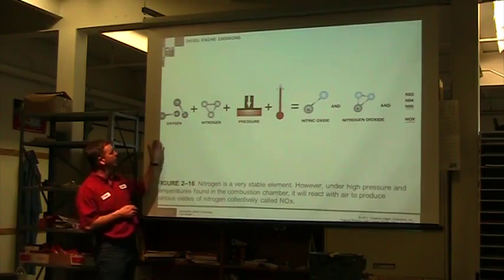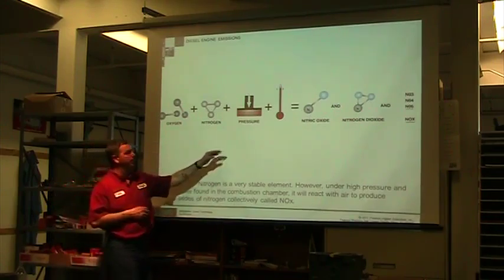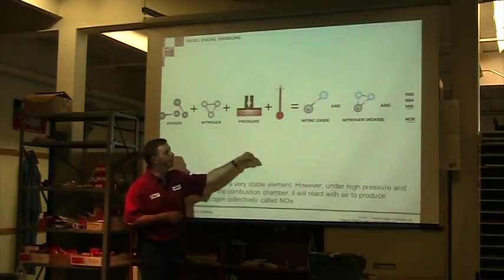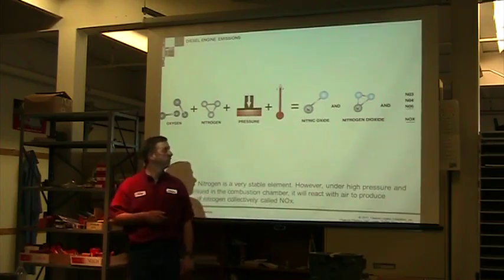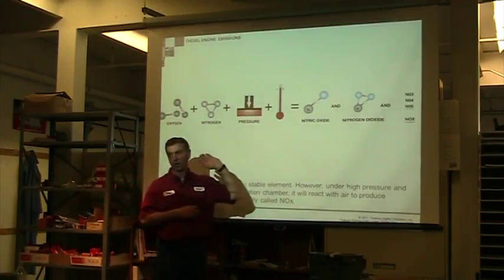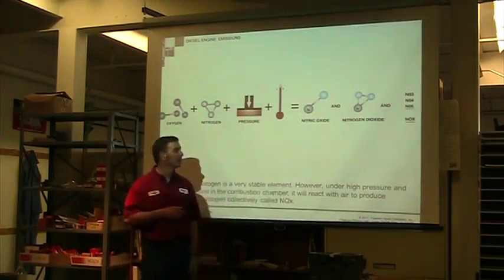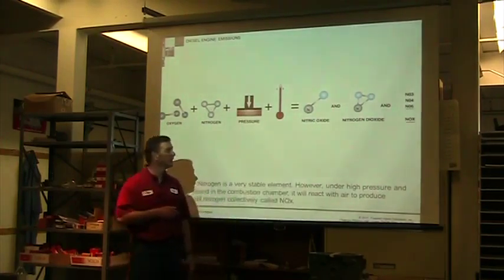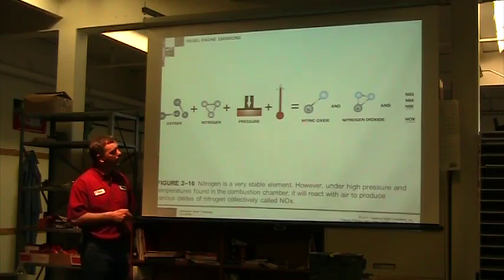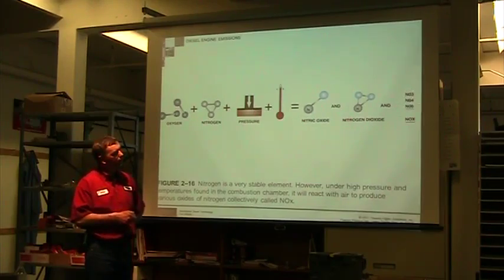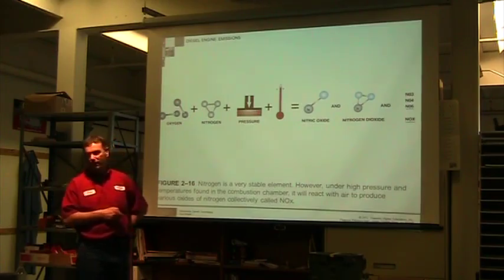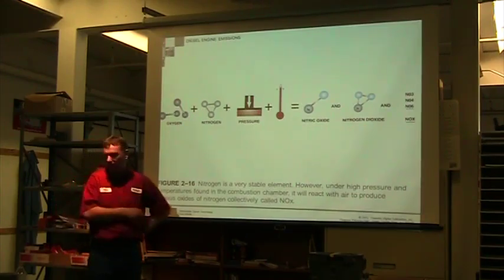You can see oxygen plus nitrogen plus pressure, which we're going to have in an engine, and high temperatures are going to create emissions in the nitrogen world. So we have multiple different kinds of emissions: nitrous oxide, nitrogen dioxide, and so on. They all just fall under NOx.